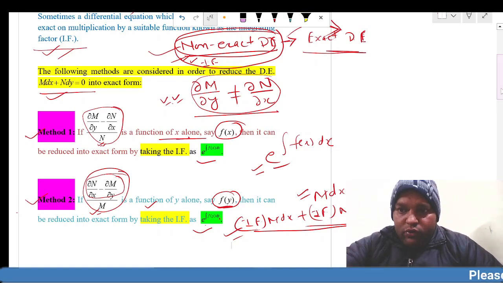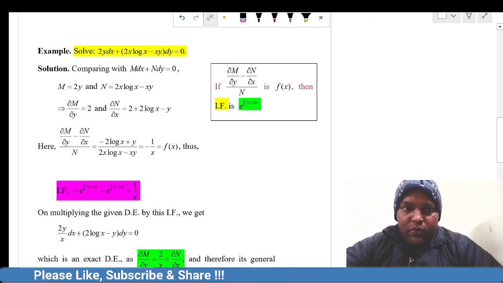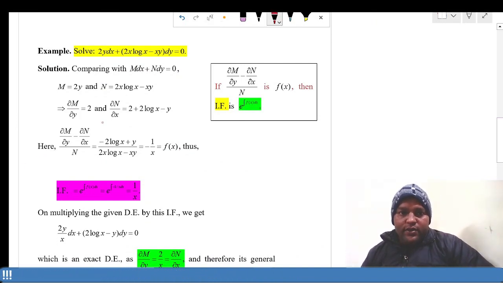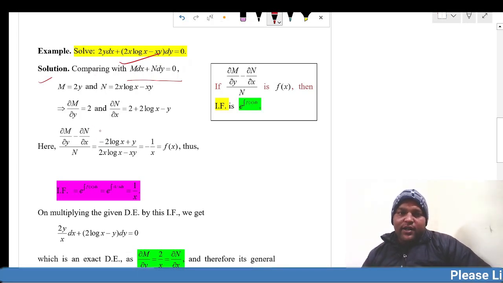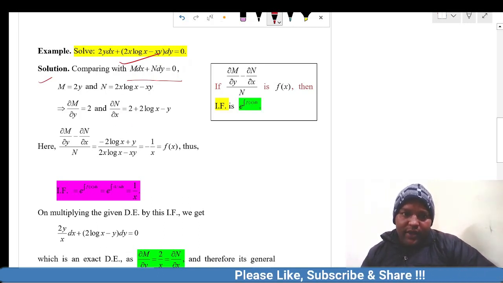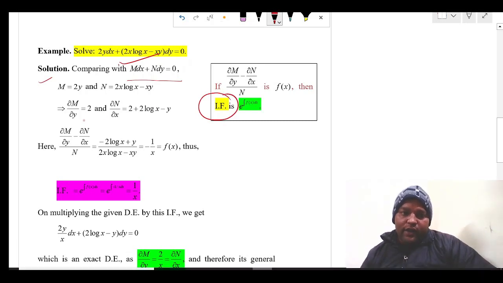Let us consider examples for these two methods. First example: suppose we have to solve this differential equation, which is 2y dx plus (2x log x minus xy) dy, and comparing with the standard form M dx plus N dy is equal to 0. First we have to verify whether the given equation is exact or not. If it is exact, then we can directly write its general solution. If it is not exact, then we have to obtain a suitable integrating factor.